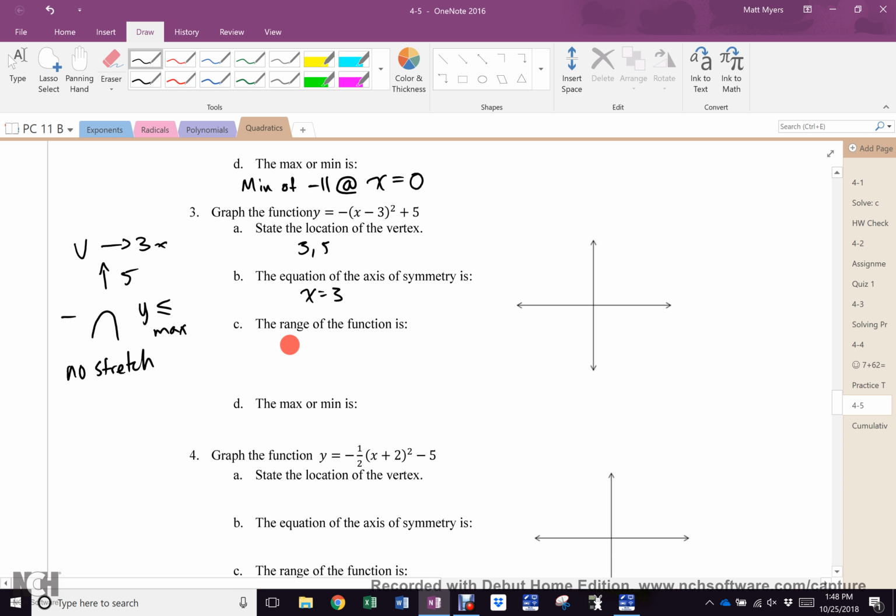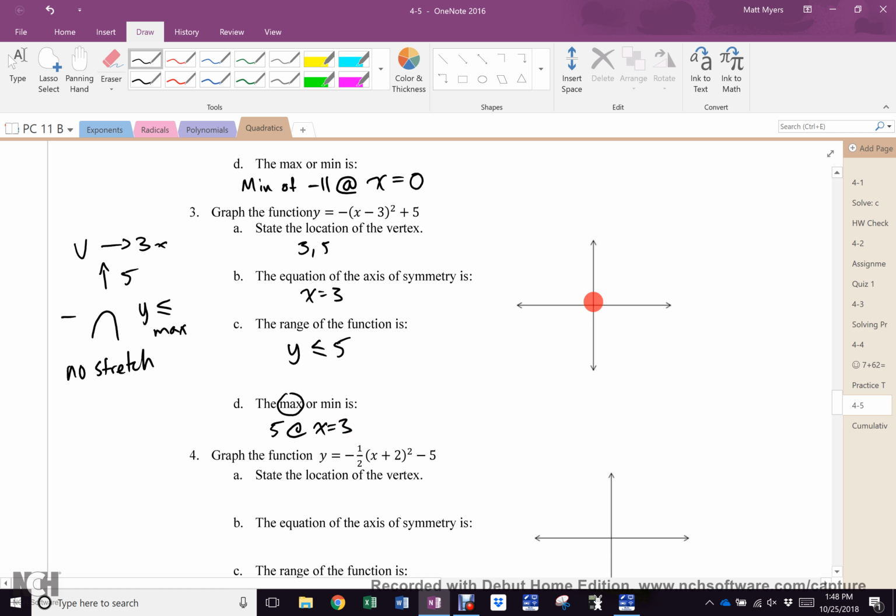The range of the function, y must be less than or equal to what? 5, 5. And is it a max or a min? A max. Max of what? Max 5 at what value? At 3 value. X equals 3.